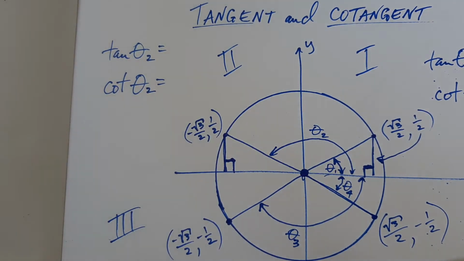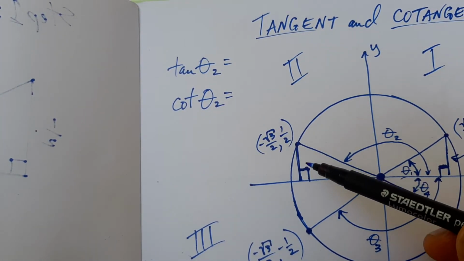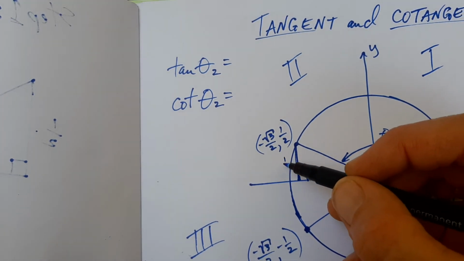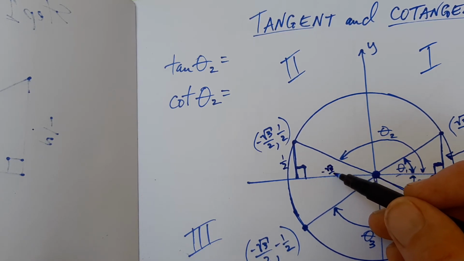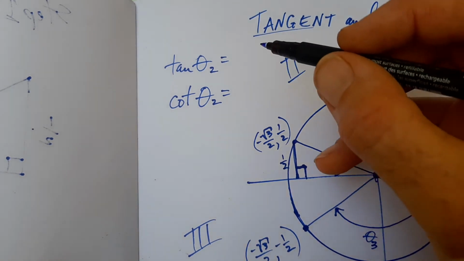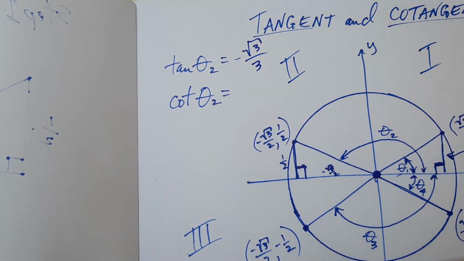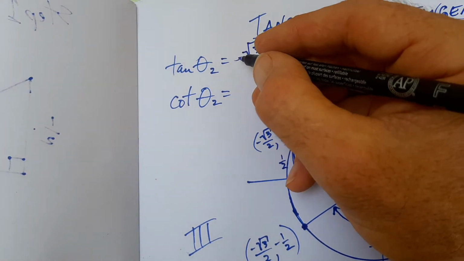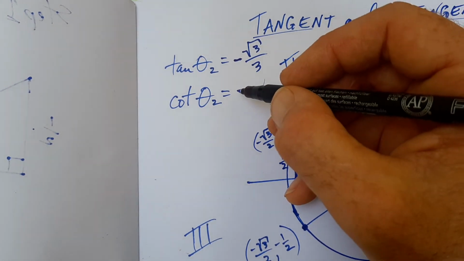The more you mess with this, all those angles will just make themselves known. The only difference here is that this is positive 1/2, but now this is negative square root of 3 over 2. The main thing is that's negative. So tangent will be negative square root of 3 over 3. And cotangent will be negative also, because I'm just flipping that over, and it's still going to be negative divided by positive. So cotangent will be negative square root of 3.